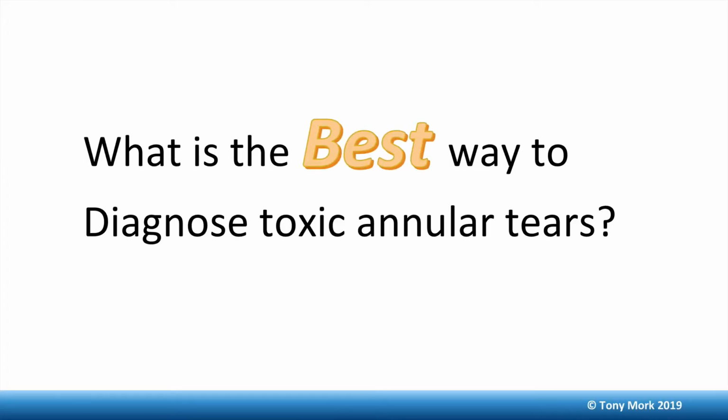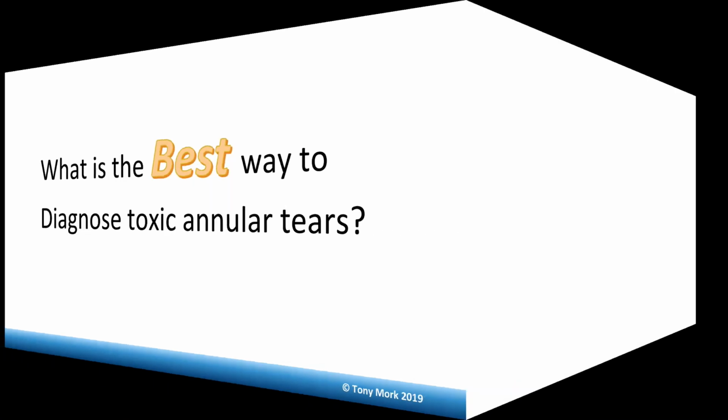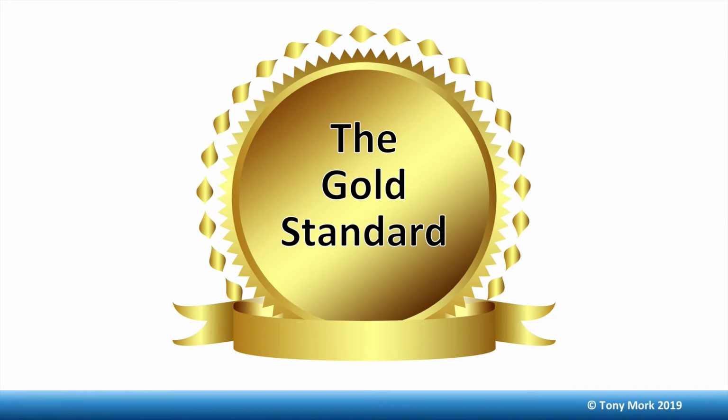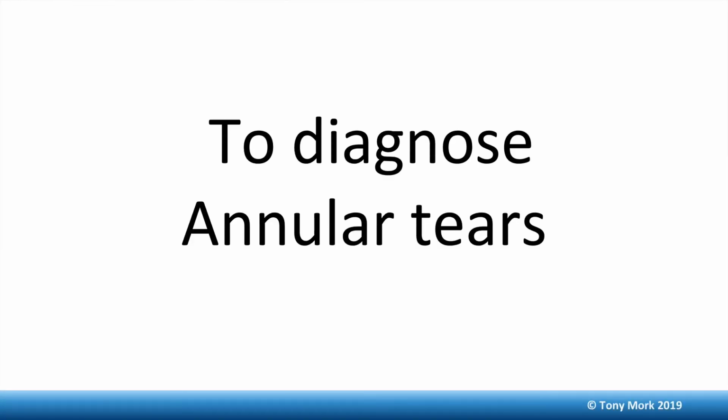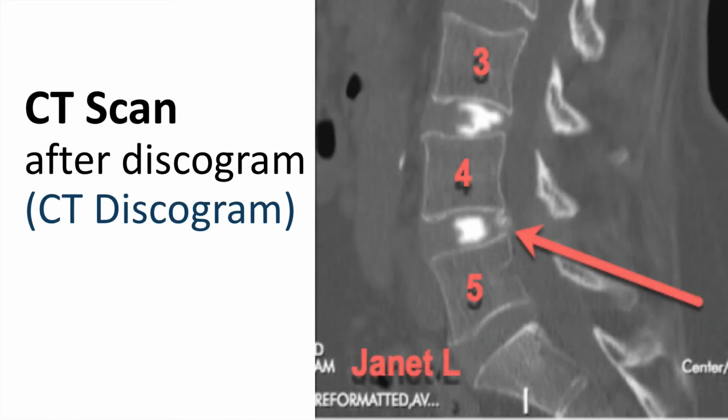Well, what is the best way to diagnose a toxic annular tear? The gold standard to diagnose an annular tear is a CT scan after a discogram. The arrow here on the right-hand side is pointing at the dye that's moving out of here, and that is the annular tear. This was actually the same person as seen on the previous MRI, just showing a bulge. We had no indication on the MRI that this was here, but this was the major source of her pain, and seen only after putting some dye in the disc and then taking a CT scan.